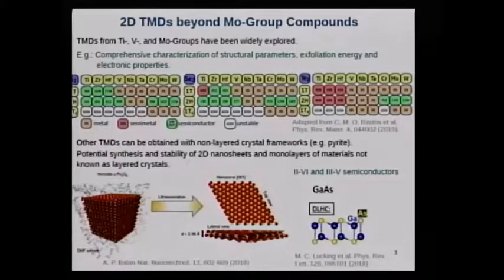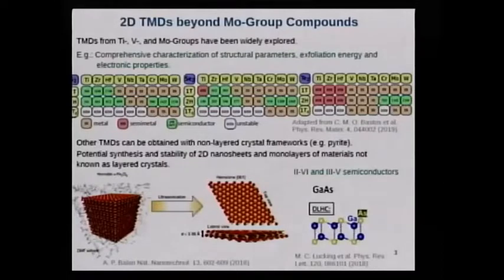But when considering the other transition metals, there's a diversity in the crystal structures that can be obtained, including crystal structures that are not layered, not van der Waals layered structures. However, beyond the recent findings that theoretically indicate that these compositions can also be obtained as stable two-dimensional materials, we have some important recent results indicating the potential synthesis and stability of two-dimensional nanosheets and monolayers of materials that are not traditionally known as van der Waals layered crystals.